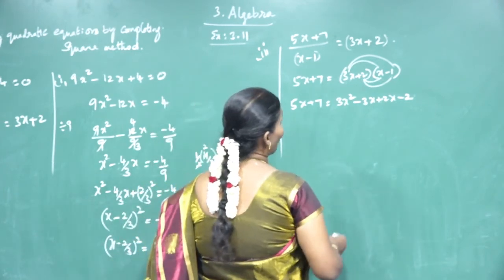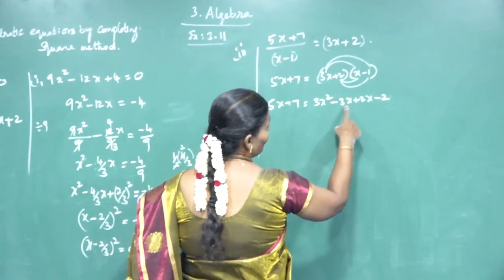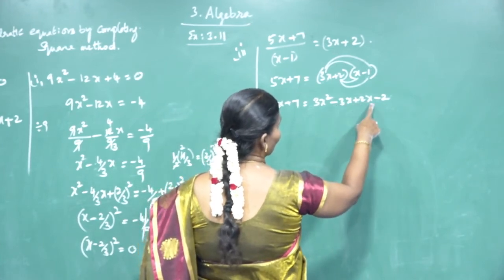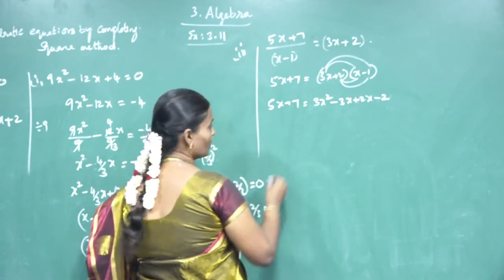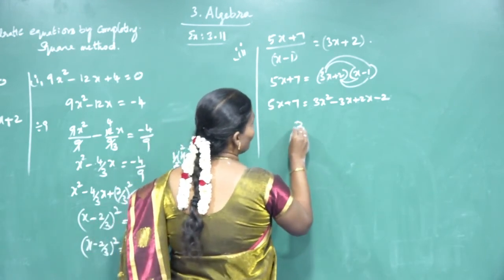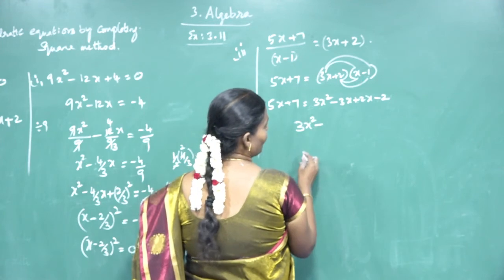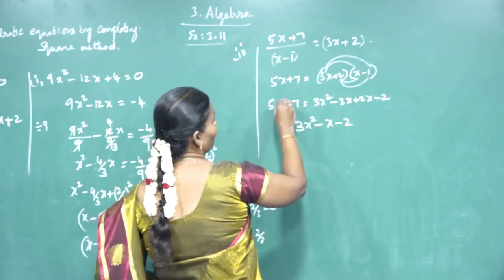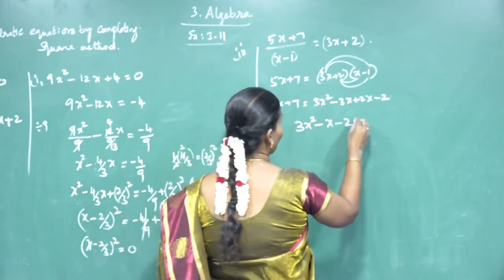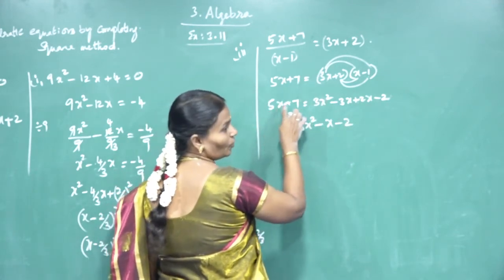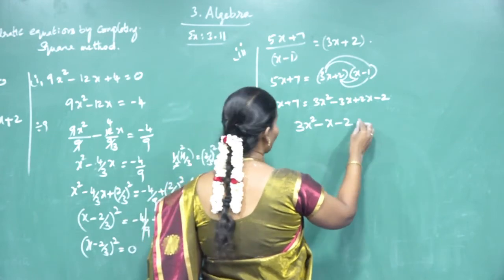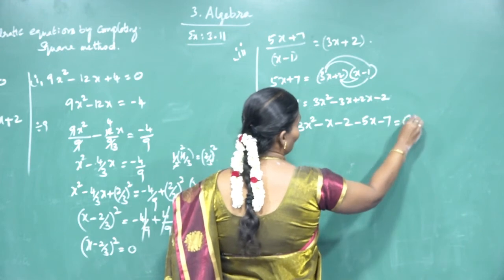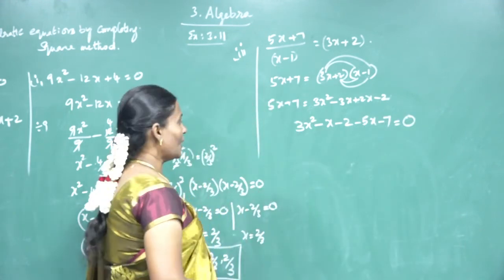Now we see. Here simplify the like terms. So minus 3x plus 2x is minus x. Am I correct? Okay. So 3x square minus x minus 2. These two terms bring to the right side. See, here already positive, so if you bring to the right side, that becomes negative. So minus 5x, then minus 7, this is equal to 0. Am I right, children? Yes.